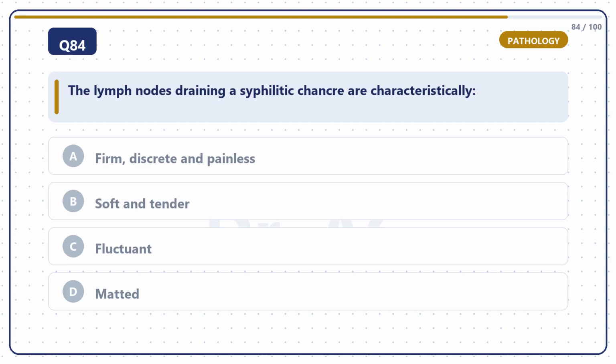Lymphangitis. Question 84. The lymph nodes draining a syphilitic chancre are characteristically Option A. Firm, discrete and painless. Option B. Soft and tender. Option C. Fluctuant. Option D. Matted.